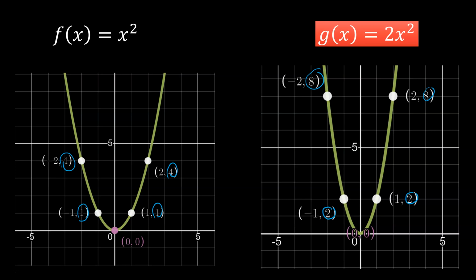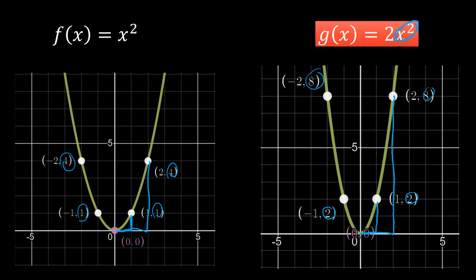Right? So why is that? Let's think about this for a second. Normally, we would go over 1, up 1. Here, we go over 1, but up 2. Normally, we go over 2, up 4, because 2 squared is 4. Here, we are going over 2, but we're going up 8. Why is that? Because we have 2 times x squared, meaning order of operations, we're going to square first, and then we times it by 2.